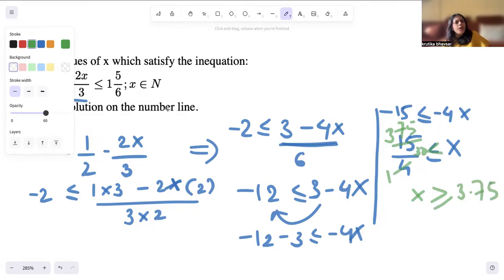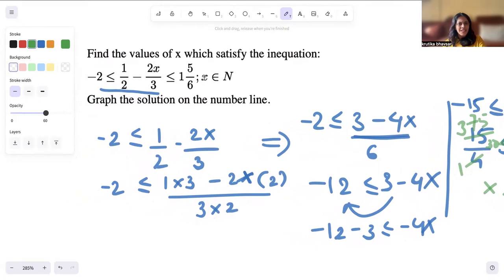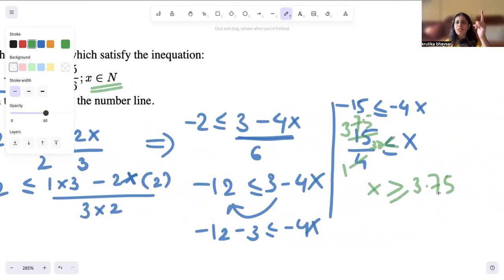Okay, let's go back to a question for a while. What kind of values can x take? X can take natural numbers. Is 3.75 a natural number? This is question 1 to you guys. And if you don't know the answer to it, I would suggest that you revise a little bit of the basics: what is a natural number, what is a whole number, what are integers, what are rational numbers, and what are real numbers.